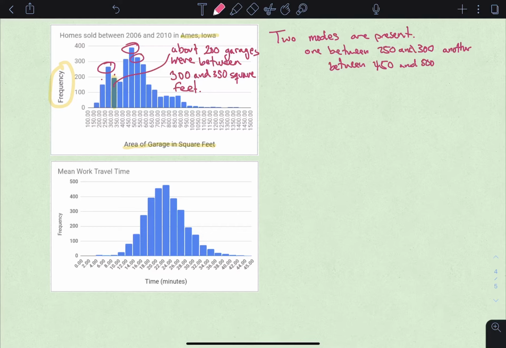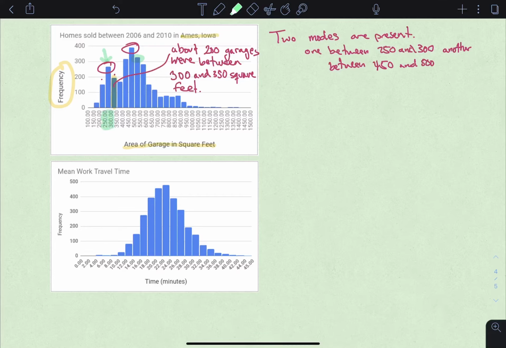So even though this bar right here, which we'll color in green on the top, is higher than what I'm calling the mode on the left, it's not a mode because it doesn't have relative prominence. Modes are about something extreme happening locally, and there's usually a story behind it. Here we have area of garages. Why might there be two modes? Why might there be a lot of garages in this range and a lot of garages in this range?